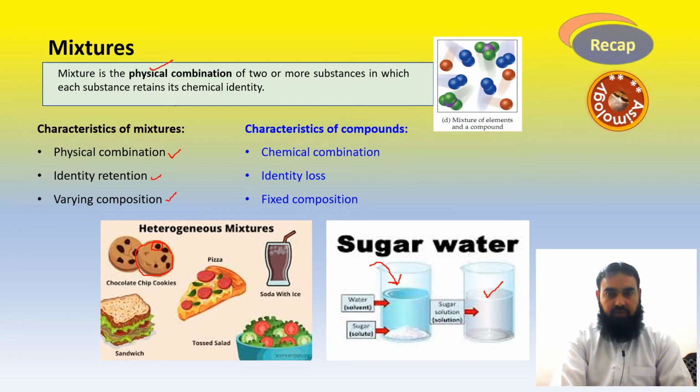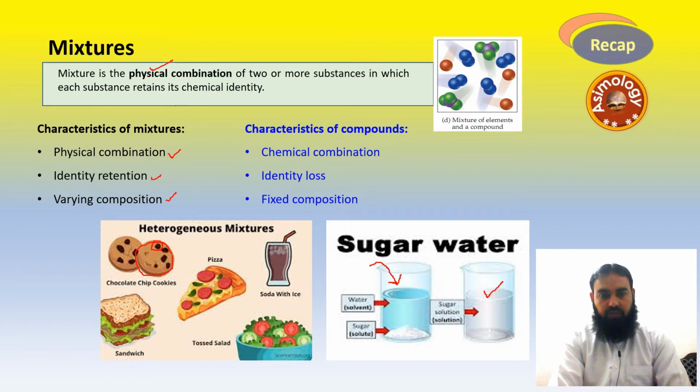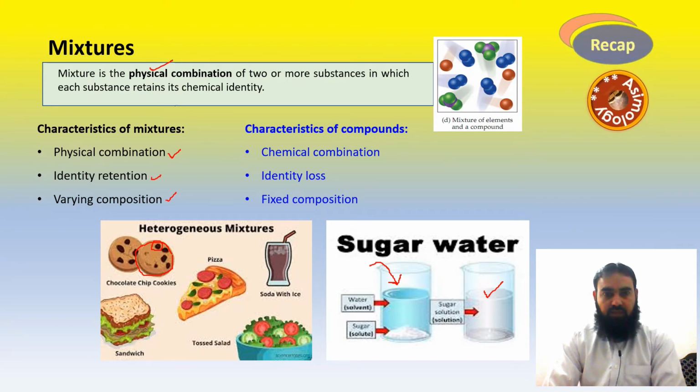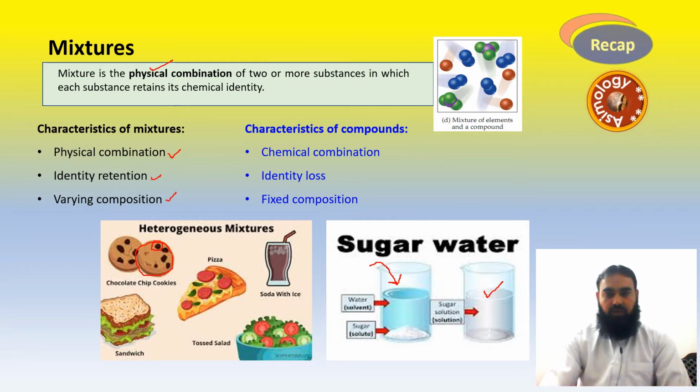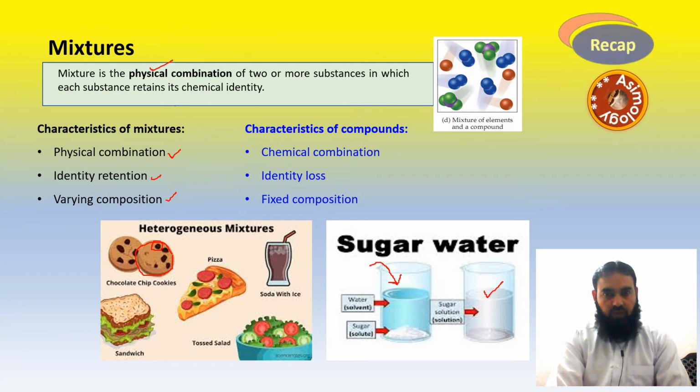So you can compare compound with the mixture. In the compound, there is a chemical combination between the constituent elements, while in a mixture, the combination is physical. So physical combination allows you to separate the components by various physical methods, easy methods. If the combination is chemical, you will need special or advanced techniques to break up this bond and separate the components from each other.